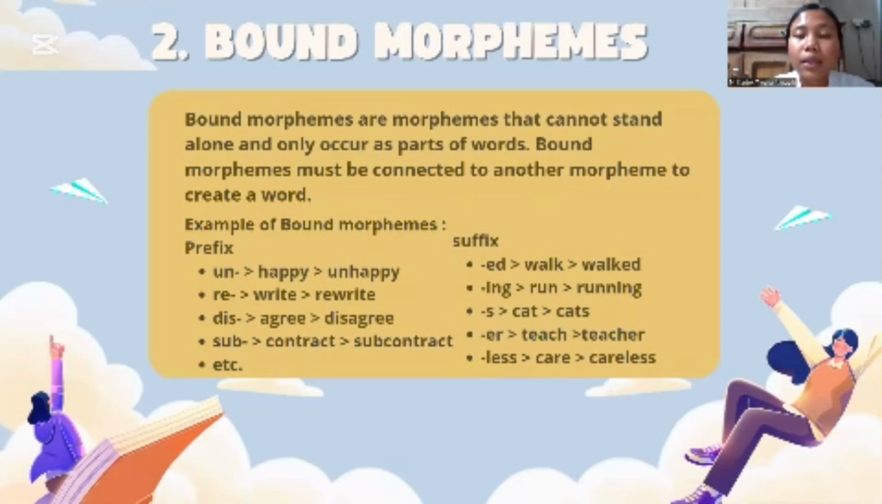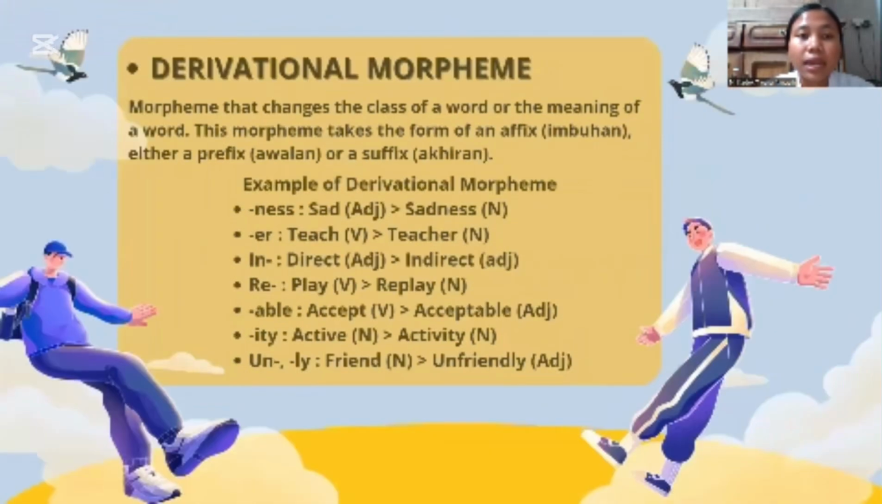And the bound morphemes are further grouped into two, that is derivational morpheme and inflectional morpheme. So derivational morpheme is a morpheme that changes the class of the word or the meaning of a word. This morpheme can take the form of an affix, either a prefix or a suffix.